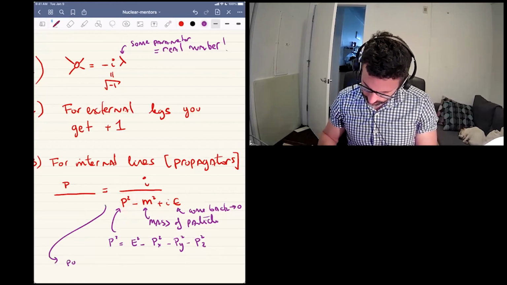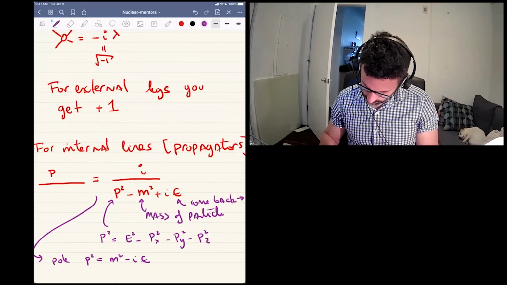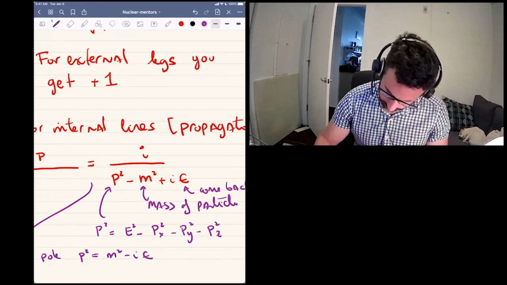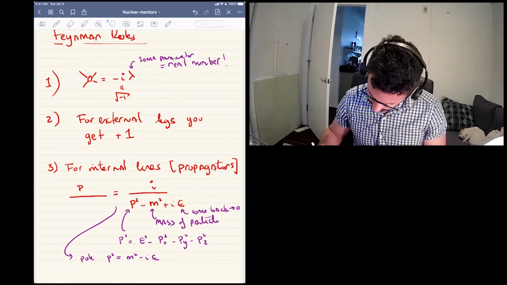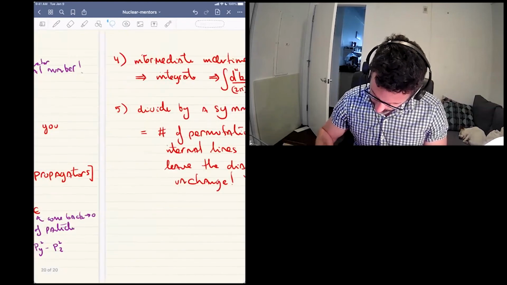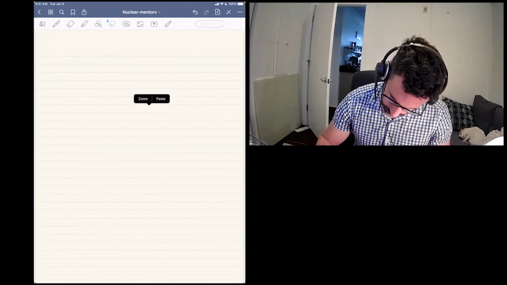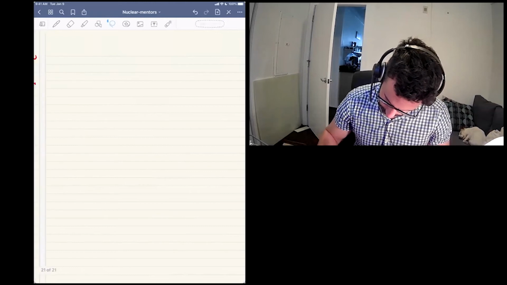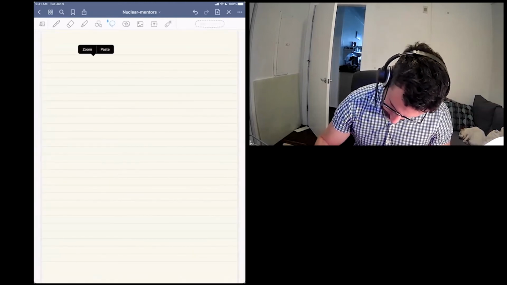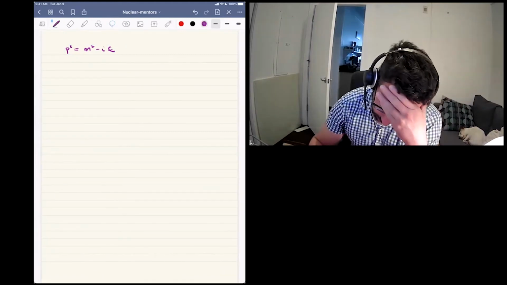It has a pole when p squared is equal to m squared, right?